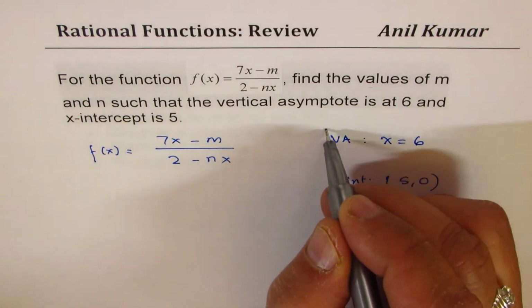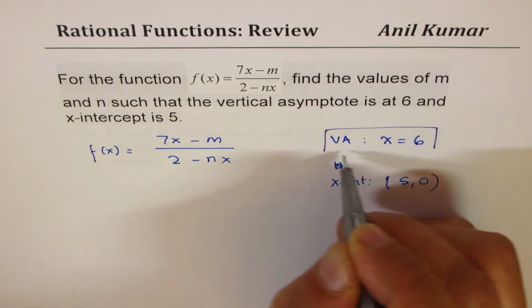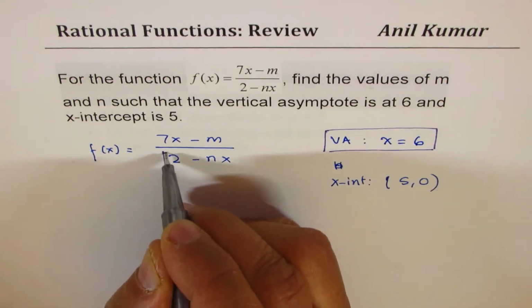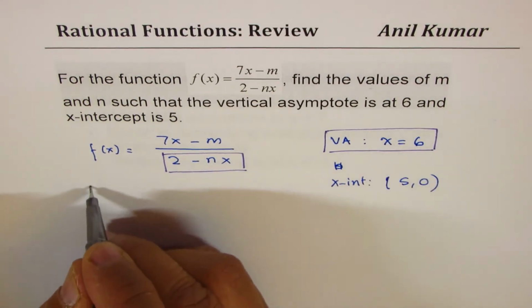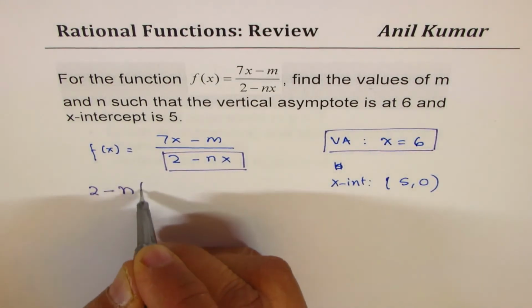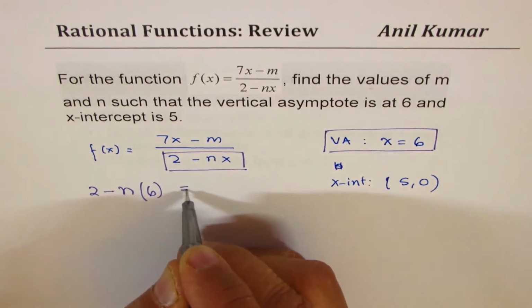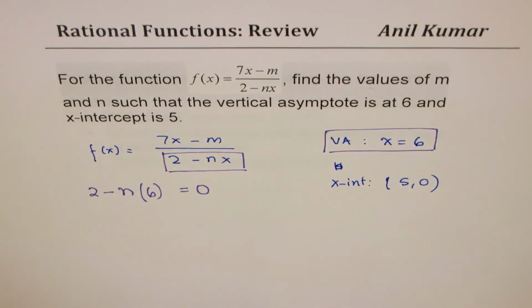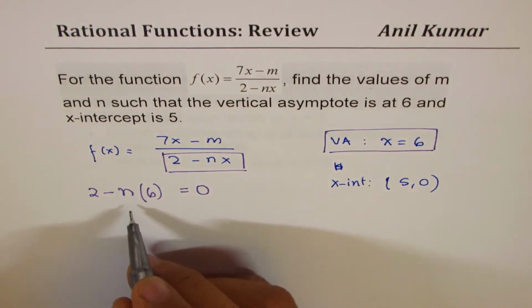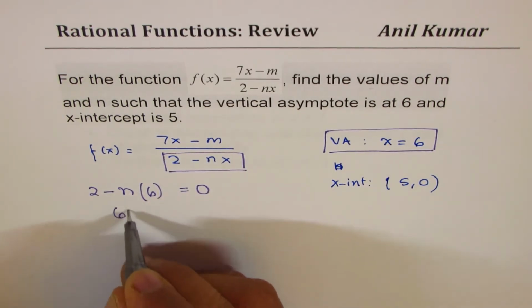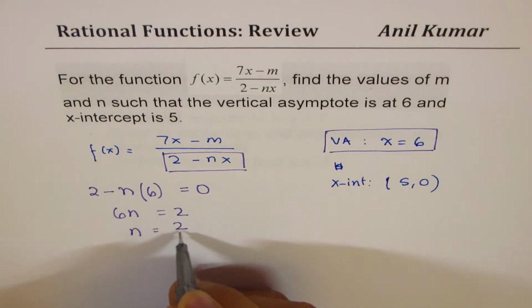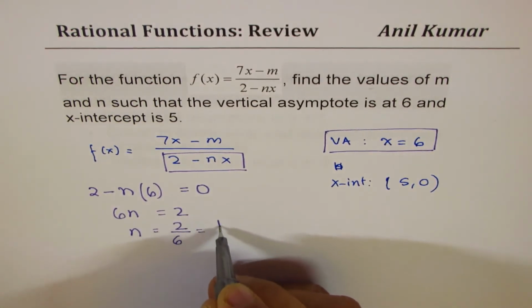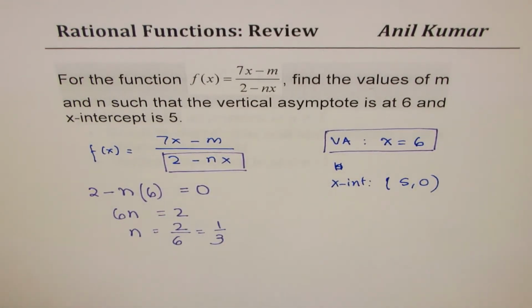For the vertical asymptote, we'll check the denominator. Correct? So we are checking this part. That should be 0. So we'll substitute x equals 6 and say 2 minus n times 6 should be equal to 0. Does it make sense? It is much simpler, right? So we can rearrange. We say 6n equals 2. N equals 2 over 6, which is 1/3. Correct? So we got one part.